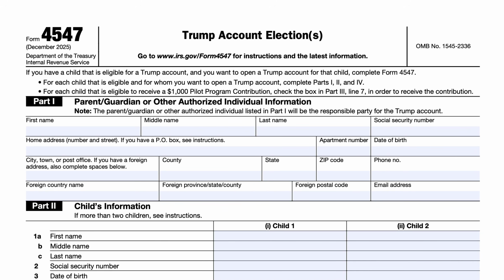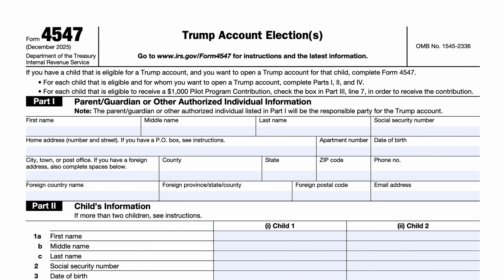And this is kind of a pathway to set up an account for an eligible child so that when they become an adult, they already have some retirement savings set up for their future. The intent of this form is to basically transition eventually into an IRA or other eligible retirement account, pre-tax account. So this is the first year that Trump account elections are taking place.